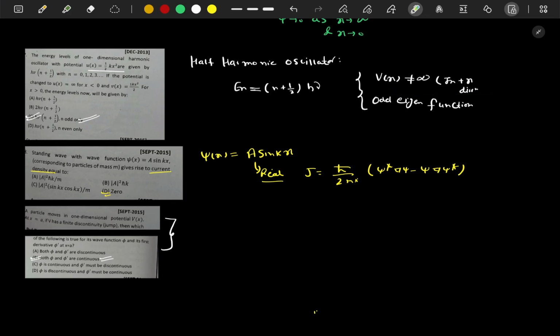Now standing wave with wave function a sin k corresponding to particles m give rise to current density. So sorry for the disruption.